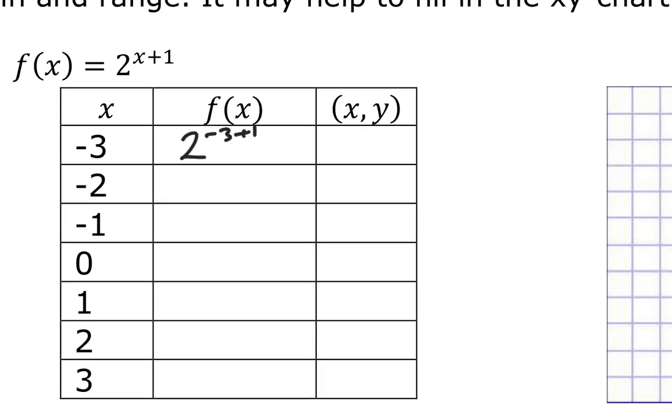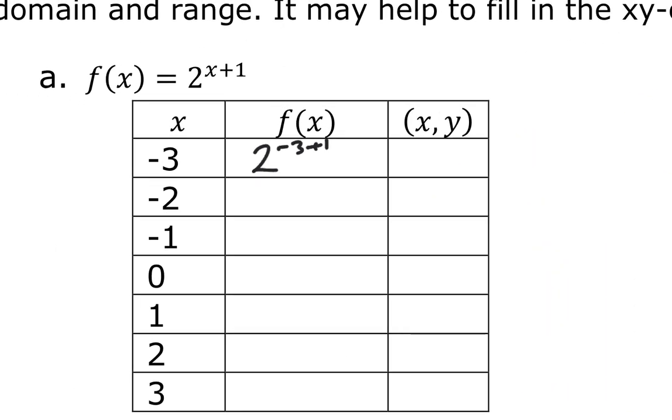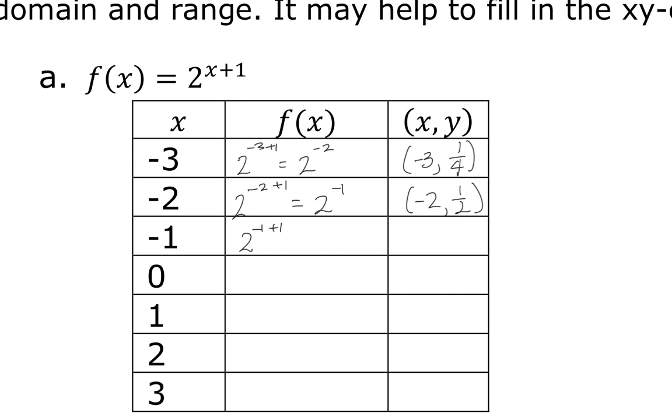In fact, I'm going to scroll right in here so I can get more space so you can see a little bit better. So this is 2 raised to the negative 3 plus 1, which is 2 to the negative 2. So negative 3 goes in and 1/4 comes out. So 2 to the negative 2 plus 1, which is 2 to the negative 1. So negative 2 goes in, 1/2 comes out. 2 to the negative 1 plus 1, which is 2 to the 0. So negative 1 goes in and 1 comes out.